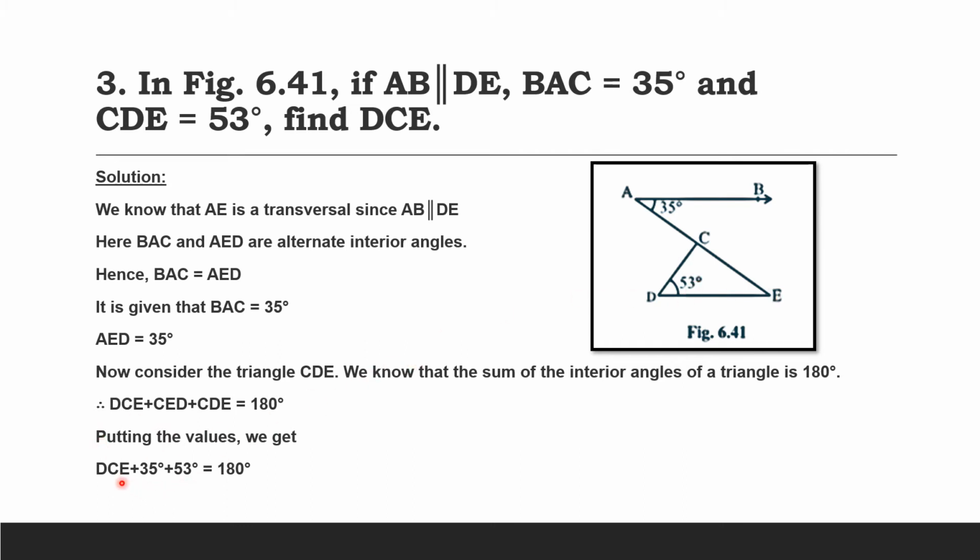Substituting it, we will get DCE plus CED is 35 degree plus 53 degree is equals to 180 degree, which gives the value of DCE as 92 degree. That only we had to find out. Therefore, measure angle DCE is 92 degree.